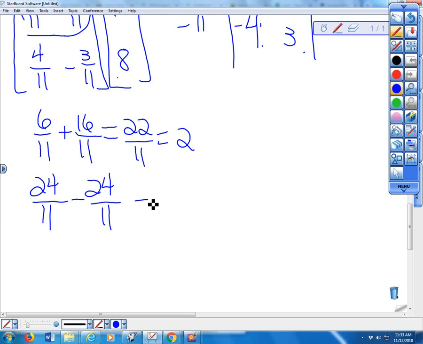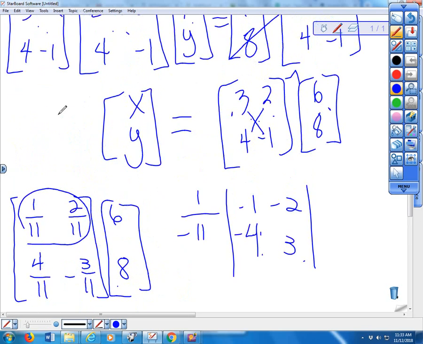I get 0 for y. Okay, let's check it. So this is how you're going to do it on a calculator. Everybody get your calculator out. I'm going to talk you through it. The first thing you need to do is enter your two matrices.